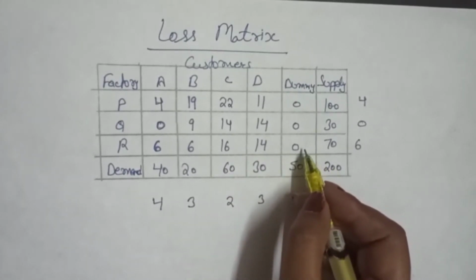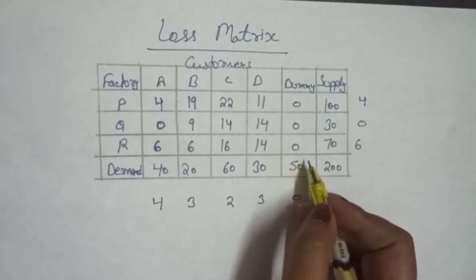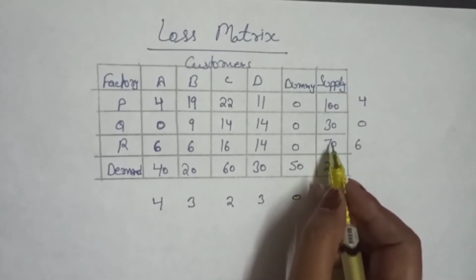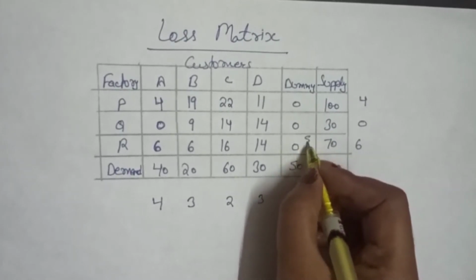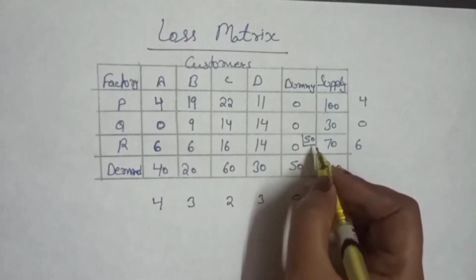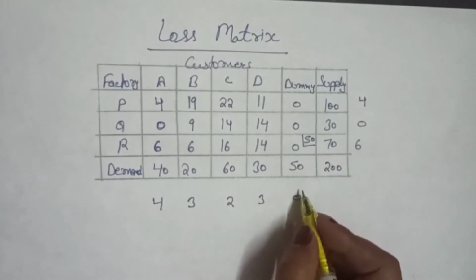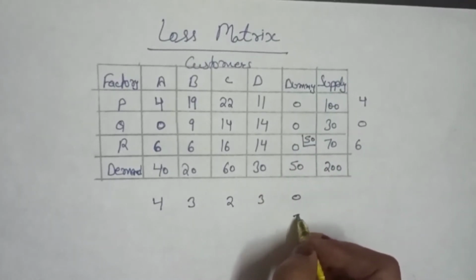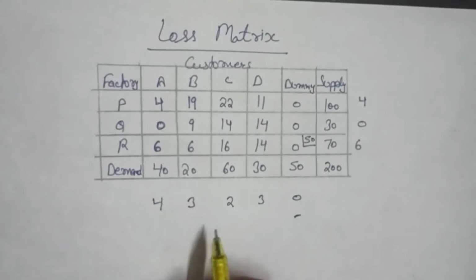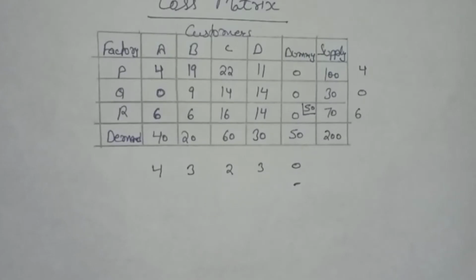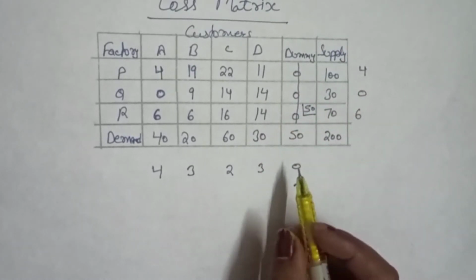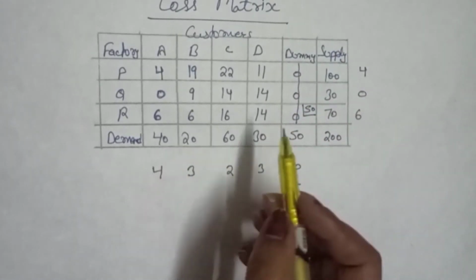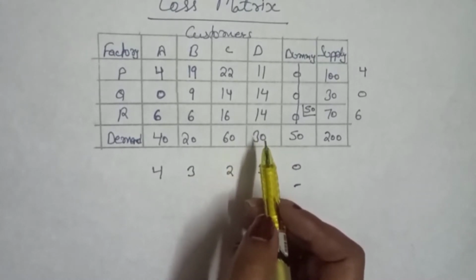So we will allocate first of all this cell. This cell has demand of 50 products and supply can be 70. So we will give 50 to this column. So we can see here this column has been satisfied. Okay students, so we can cut this column. Now we will repeat the process with the balanced row and column.